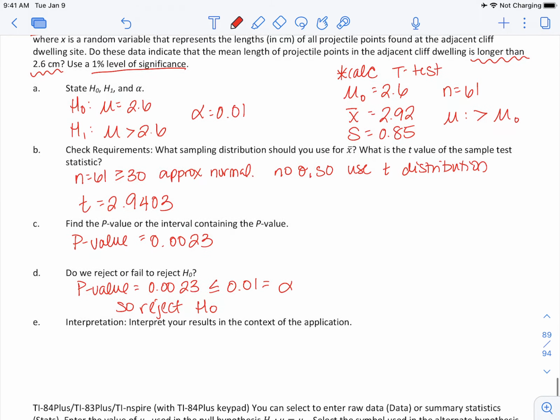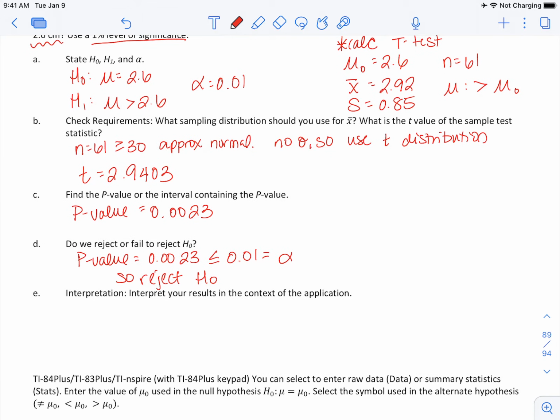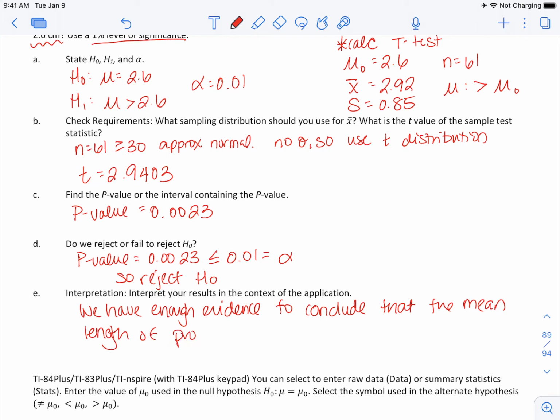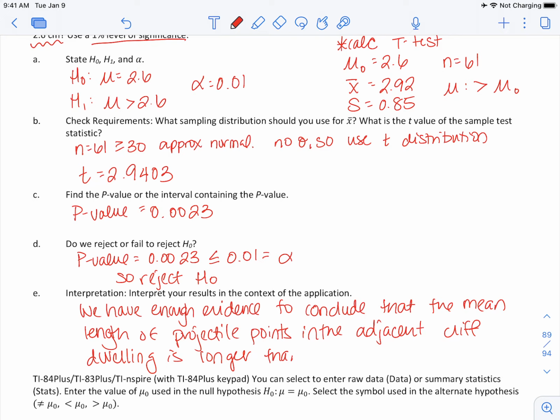All right, so let's do the interpretation together. So to interpret this, we would say we have enough evidence to conclude that the mean length of projectile points in the adjacent cliff dwelling is longer than 2.6 centimeters.